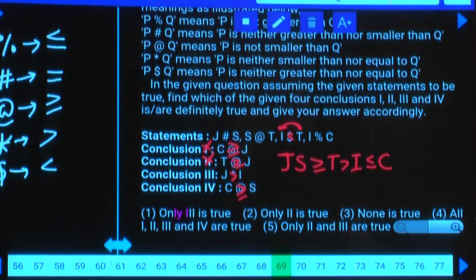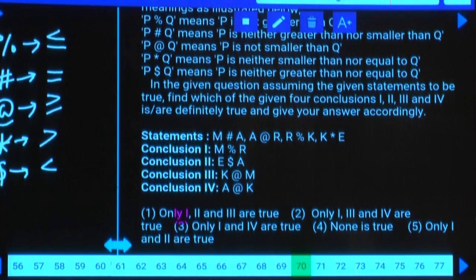Then next one, J greater than I. Now between J and I, tell me what is the symbol which is common? Only greater than. And J greater than I is true. Then fourth one, C greater than or equals to S. Now between C and S, there is 1 greater than, 1 lesser than, 2 opposite symbols. This does not follow. Then what is your answer? Only 3 follows. Only 3, that is given in choice 1. Question number 69, choice 1 is the answer. Done with this? Then 70th.